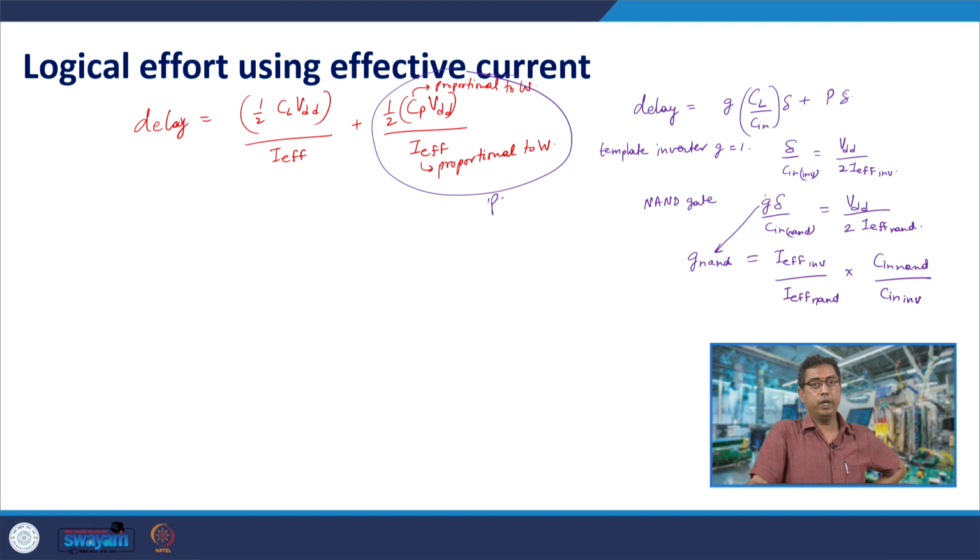So, we have discussed how we obtain the logical effort of a given gate from its effective current values. For near threshold voltage regime, we will see in the coming lecture that the template inverter could be different from an inverter having some other layout. So, there we can also define logical effort for inverters having a different layout compared to the template inverter. We will discuss that in the next lecture.